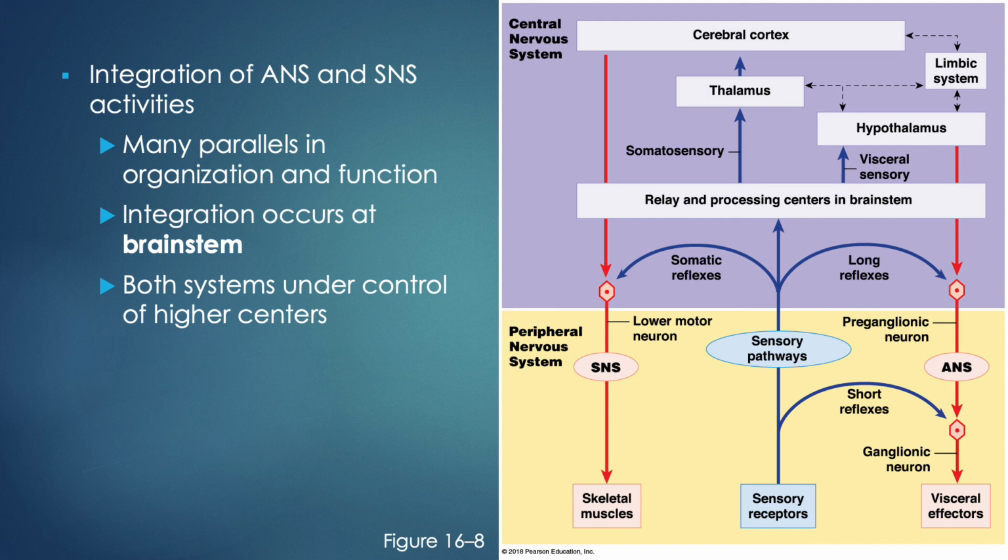Now alternatively, let's look on the left side of the image. If we sense something in our skeletal muscle system, we have the same sort of sensory pathway, so it goes up through the center, and then we'll switch over to the left for a somatic reflex. In this case, we'll bring information back down through the somatic nervous system out to our skeletal muscles to be able to move away from something hot, for example.